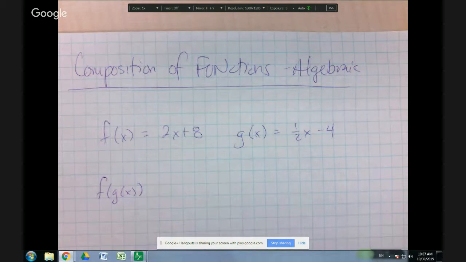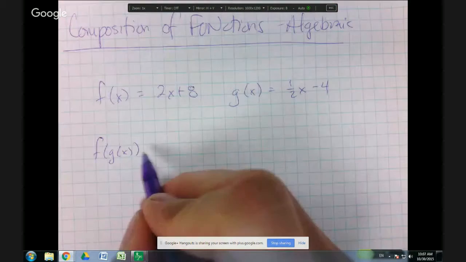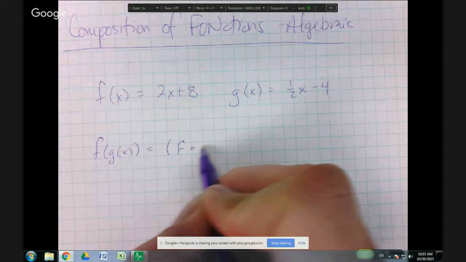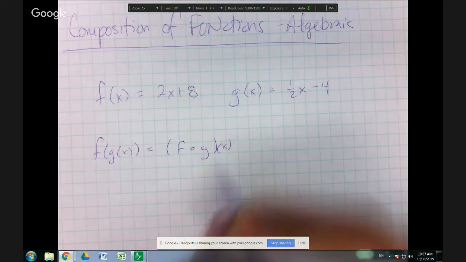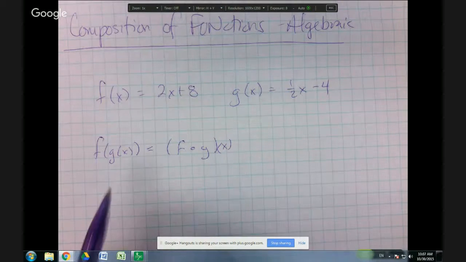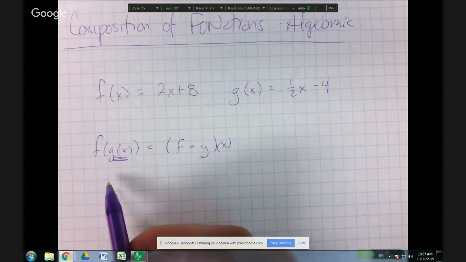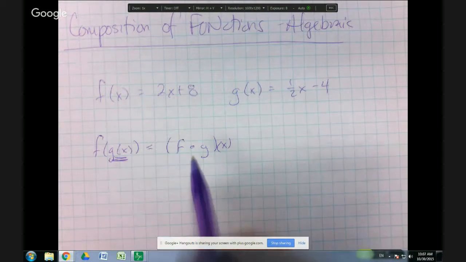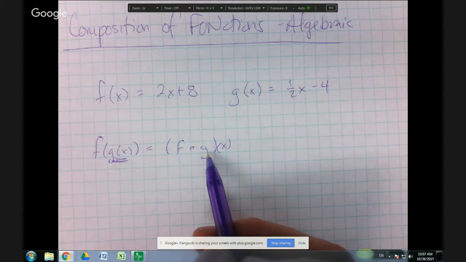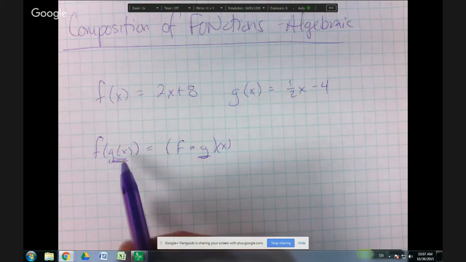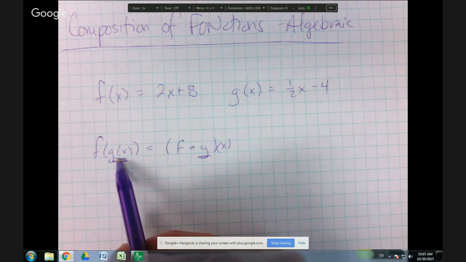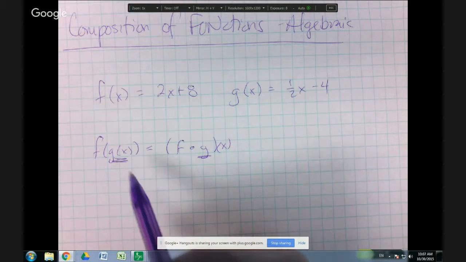Okay, you're going to see this written two ways. I prefer this because it tells you what to put inside, right? This one, it's the same thing. This goes inside. That's what we did yesterday. It's just different. It's an algebraic method now.